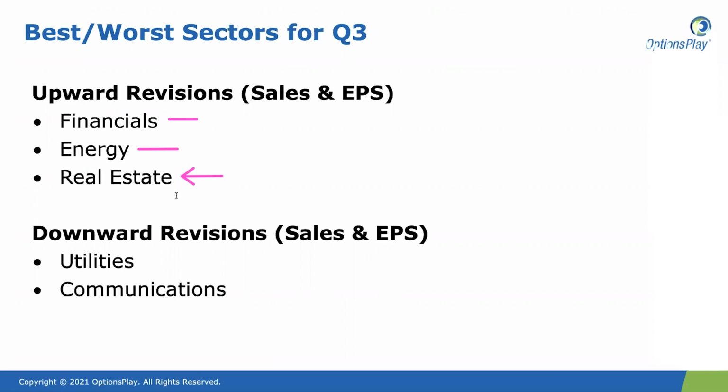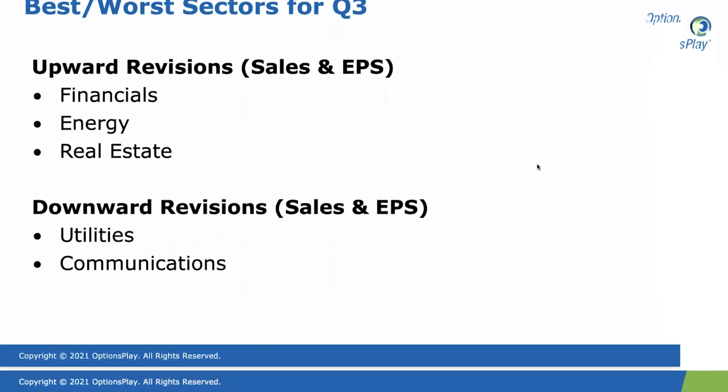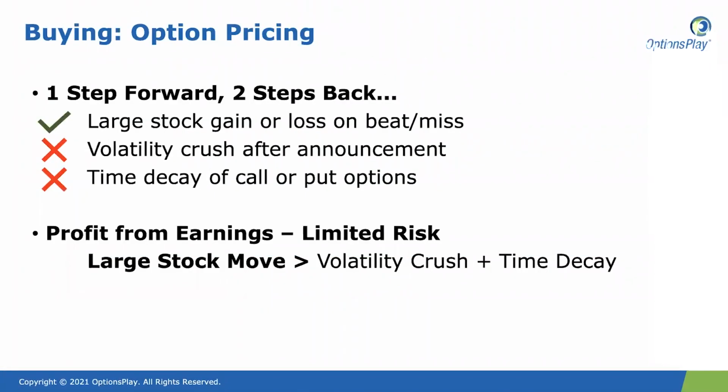And then when we look at the sectors that have seen downward revisions, utilities and communications screen at the top. So when we're looking for opportunities, these are some of the sectors that may provide some of the largest outperformance or some of the largest underperformance when it comes to earnings. Does that make sense to everyone? Please type 1 into the chat window if that makes sense to you. Perfect. Okay, I see a lot of ones.